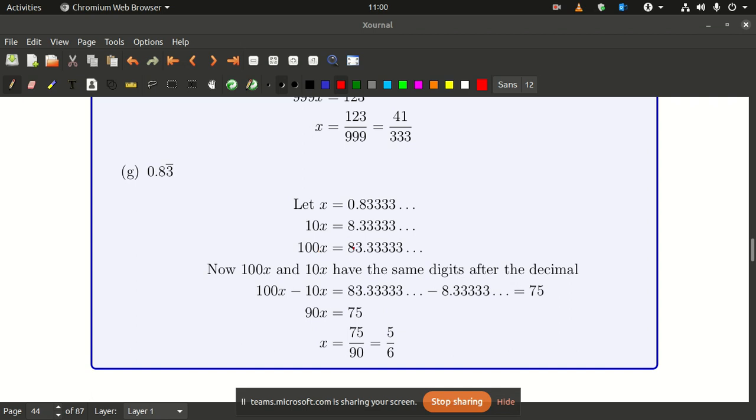At 100x we have 83.333, but now when you look at 10x and 100x, the numbers after the decimal point are the same, so we pick those two. So we say 100x minus 10x, and 100 minus 10, that's a 90x, and then here we have 83 minus 8, that is a 75, because these numbers, because they are the same, will go away, and then we just divide by 9 on both sides, and then we get this answer.